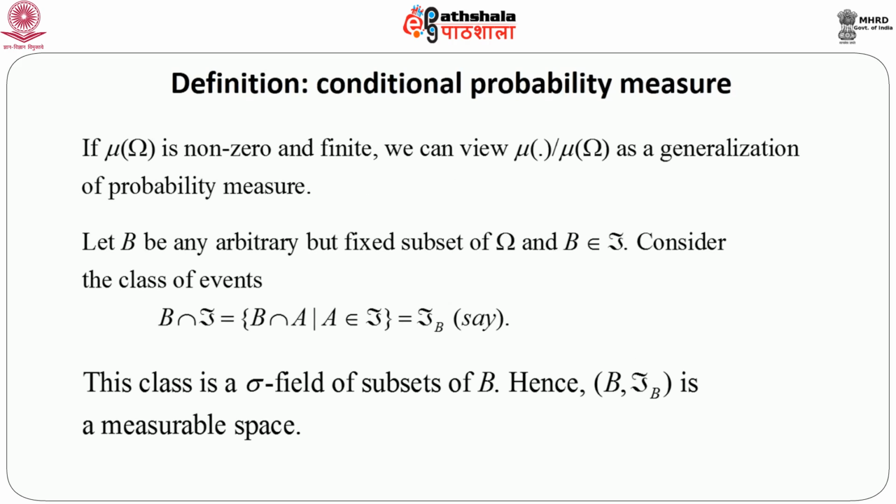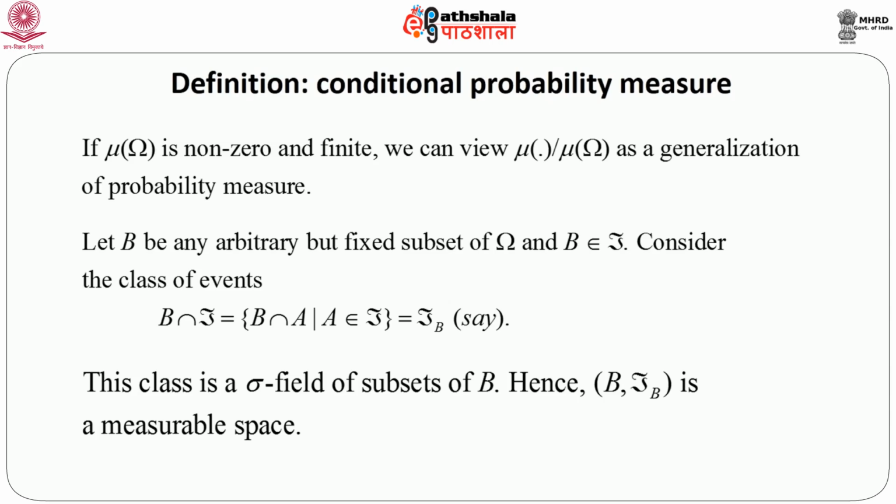Once we define conditional probability, the natural question would be, can we define a probability measure, that is a conditional probability measure, from this conditional probability? The answer is definitely yes. If mu of omega is non-zero and finite, we can view mu of any set divided by mu of omega as a generalization of probability measure, because this function takes the maximum value 1, since mu of omega is finite. So naturally this can be treated as a generalization of probability measure.